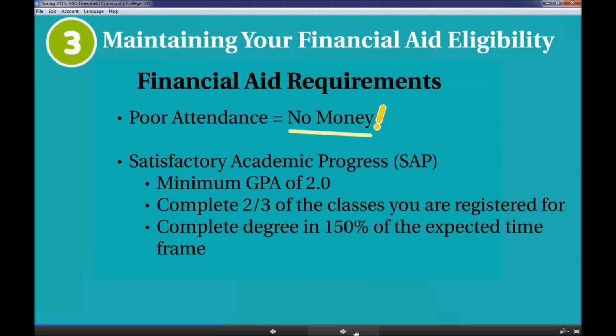It's also important to realize that, especially for federal financial aid, you've been awarded up to 150% of the expected time to receive a bachelor's degree. So here at GCC we offer associate's degrees. We're helping you complete your undergraduate education, which goes through bachelor's.